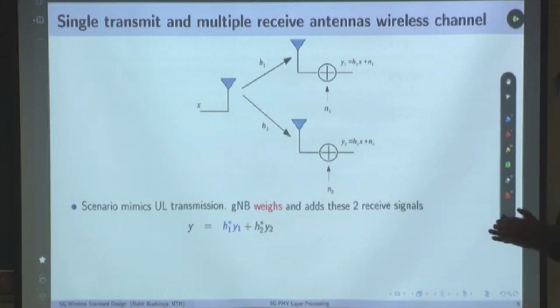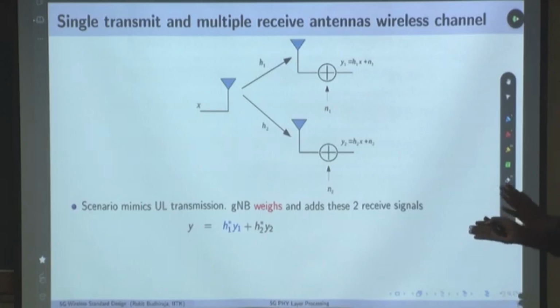And why is it weighing these two signals? The reason is, let us take extreme cases. If h1 is 0, if the channel is so bad over here that you receive only noise, and let us say h2 is 1, what will this antenna receive? X plus n2. So how is it weighing? h1 is 0, so 0 into y1 plus h2 is 1, 1 into y2. Why does it need to weigh? It is giving importance to these signals while adding them.